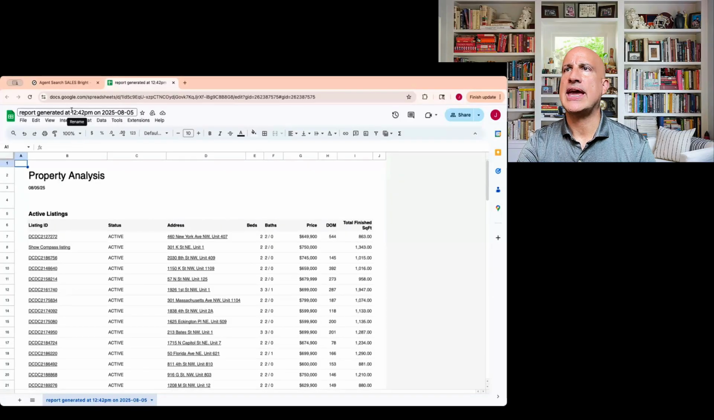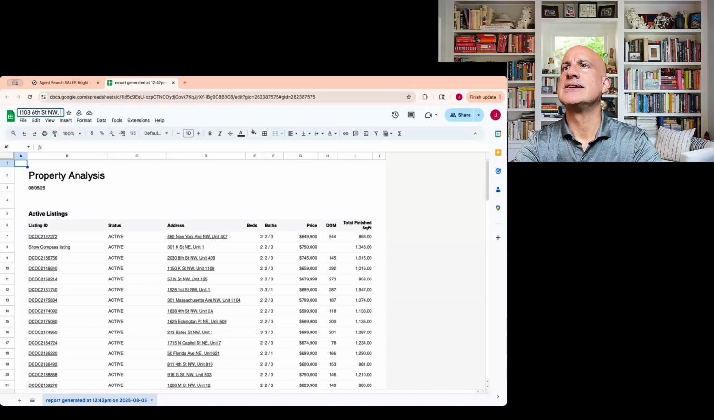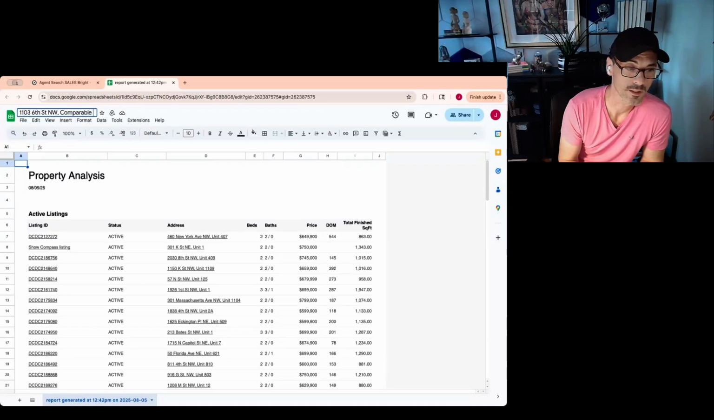One thing, now you've got something, if you want to share this, you can pretty it up. You can save this as a document, right? So up here, I could save this as 1103 6th Street Northwest. You can make a CMA out of this, make it pretty. Absolutely.